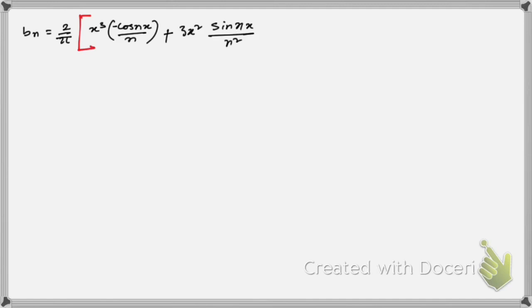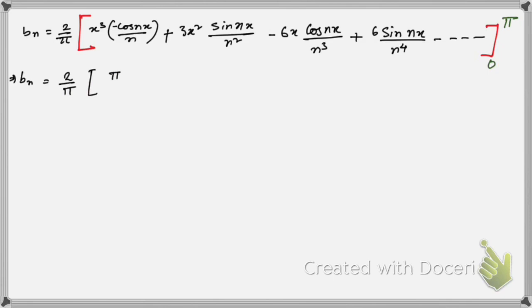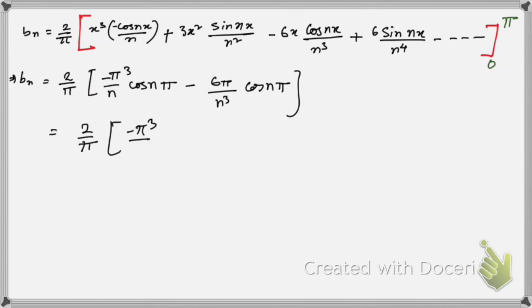So this is the last result we have got. Now let's put in the upper and lower limits, then you will get this result. Because when you have pi and 0, the terms containing sine become 0, and we deal only with the terms containing cos, as we have done many times. So that's why we get this result. Here cos n pi is nothing but minus 1 to the power n.